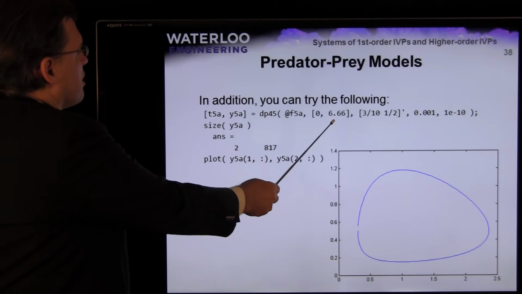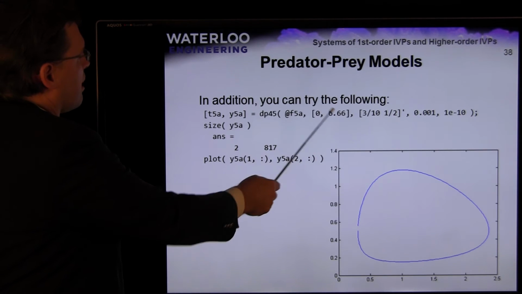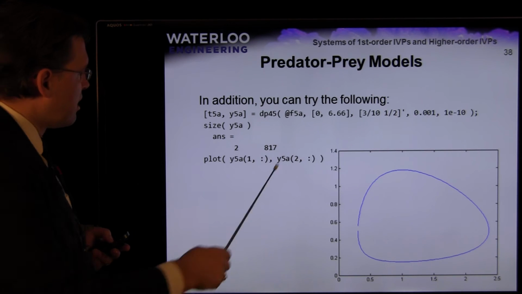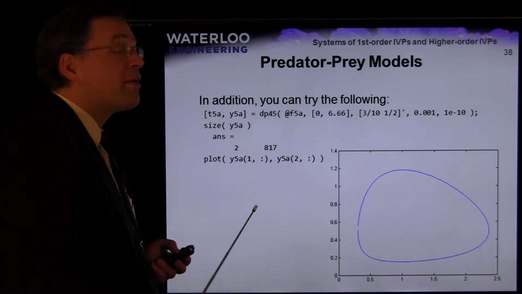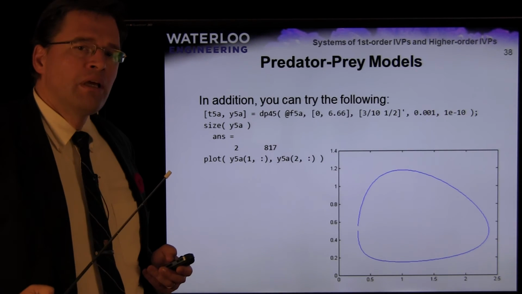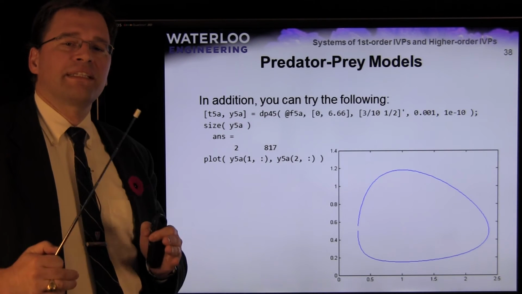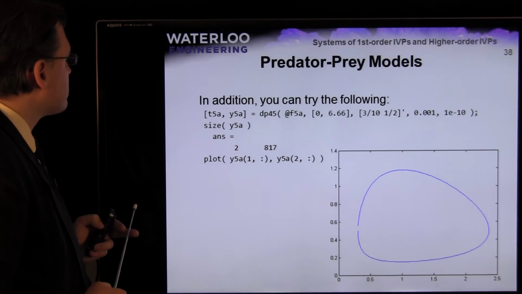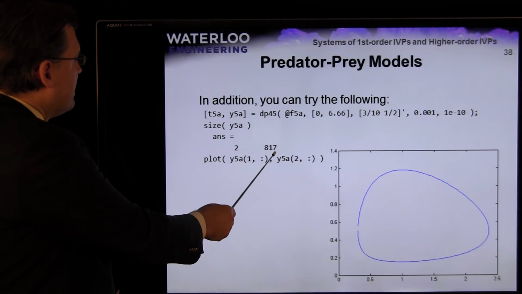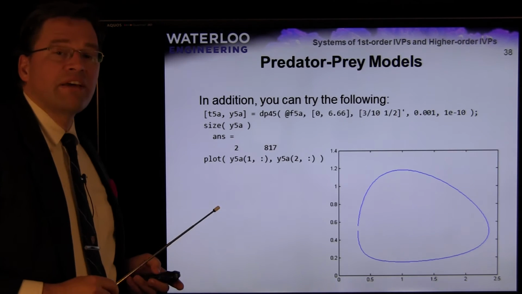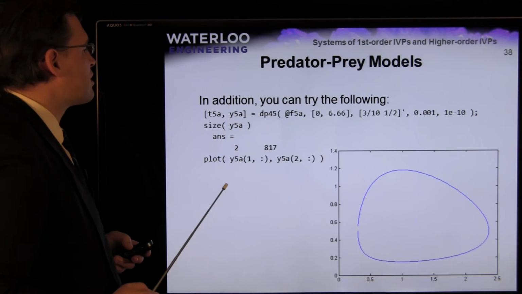Here's something. We're going from time t equals 0 to time t equals 6.66. Notice that this gives us almost exactly one full loop. So the period is approximately 6.66 units of time. In this case, we needed 817 points to get the approximation or the precision we were looking for.